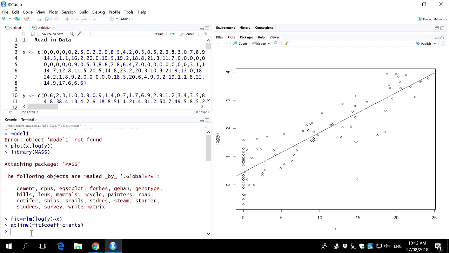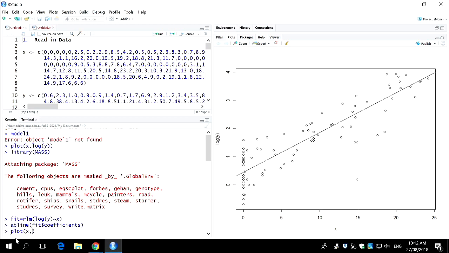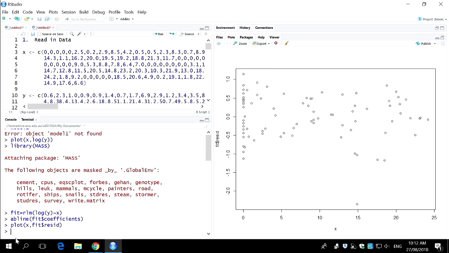Now, how do you detect any of these things? Well, we've talked about different kinds of plots that you might produce. So the first one was the residual plot. And that's pretty simple. So I'm going to do these one by one. Plot X against fit$resid. And this is our residual plot for this particular data.